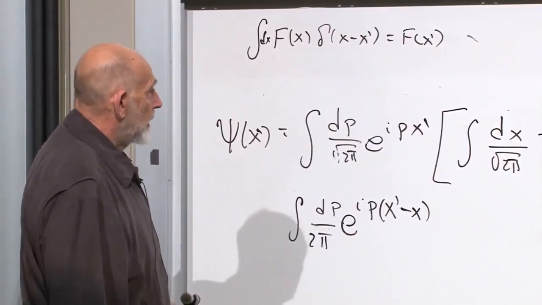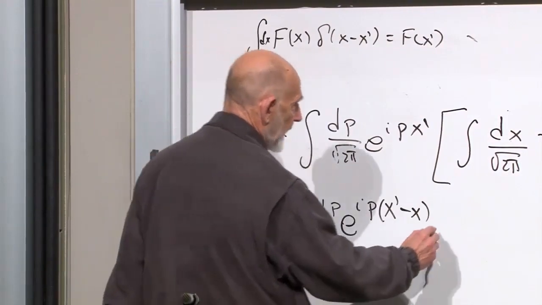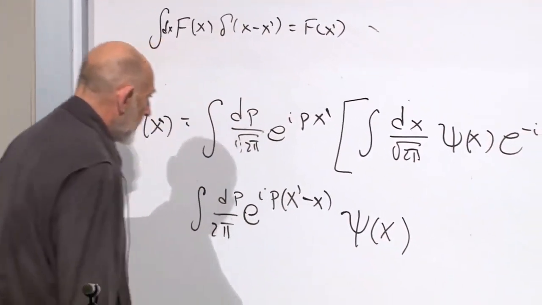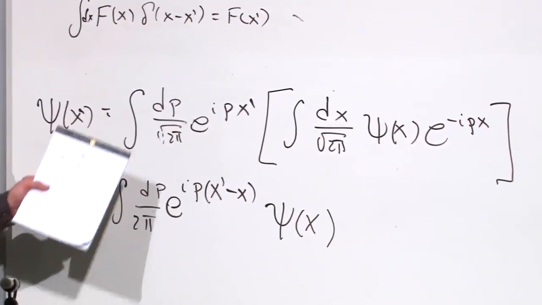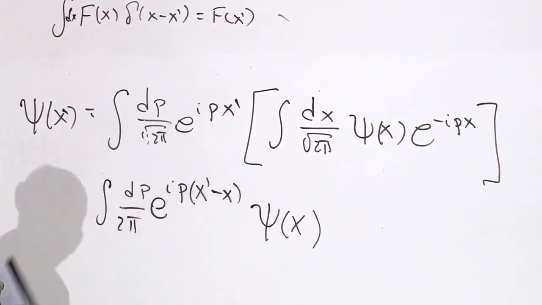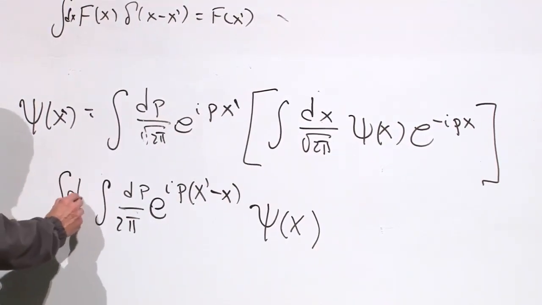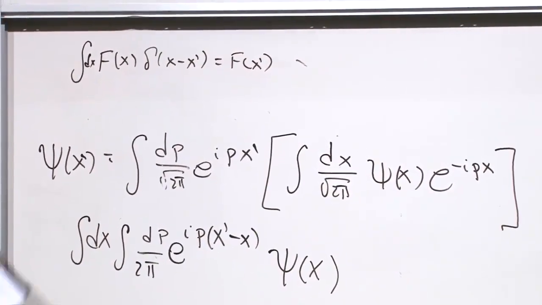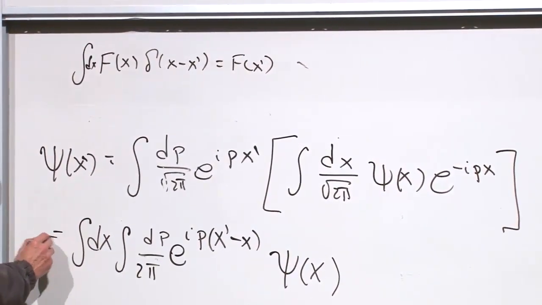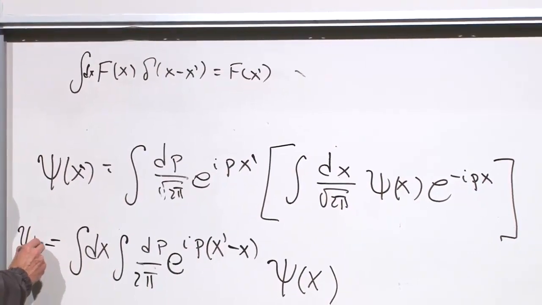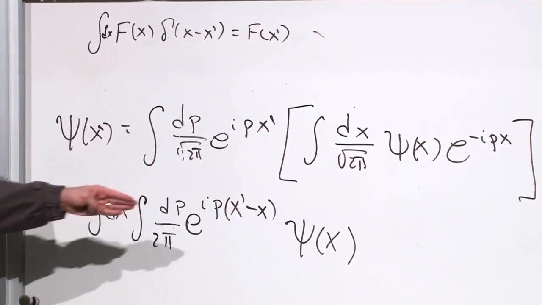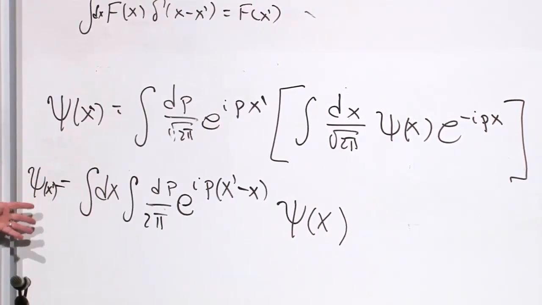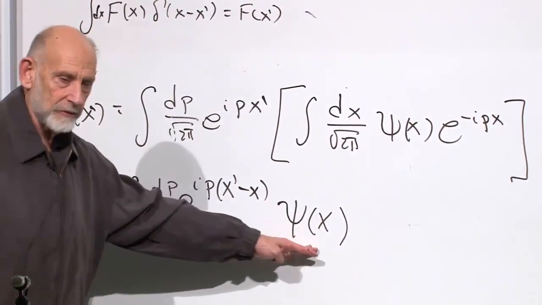And then we still haven't written down psi of x, so let's write down psi of x. Now interchange the order of integration of x and p and write this as integral dx. Integral dx, that's equal to psi of x prime. So look what we have. We have a relationship between psi of x and psi of x prime. We have a way of writing psi of x prime in terms of psi of x.